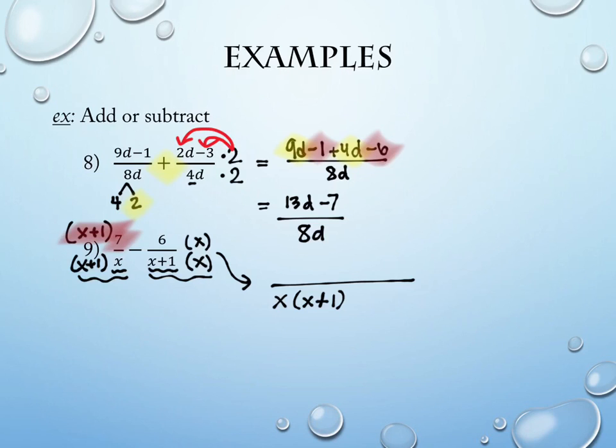I have this x plus 1 times my 7. What will that give me? Awesome, 7x plus 7. And then over here, I have a negative 6 times x. What will that give me? Negative 6x. Fantastic. Okay, everybody good so far? All right, so we're going to clean up that numerator if possible. What do we have? x plus 7 on top. And on bottom, I still have my x and my x plus 1.